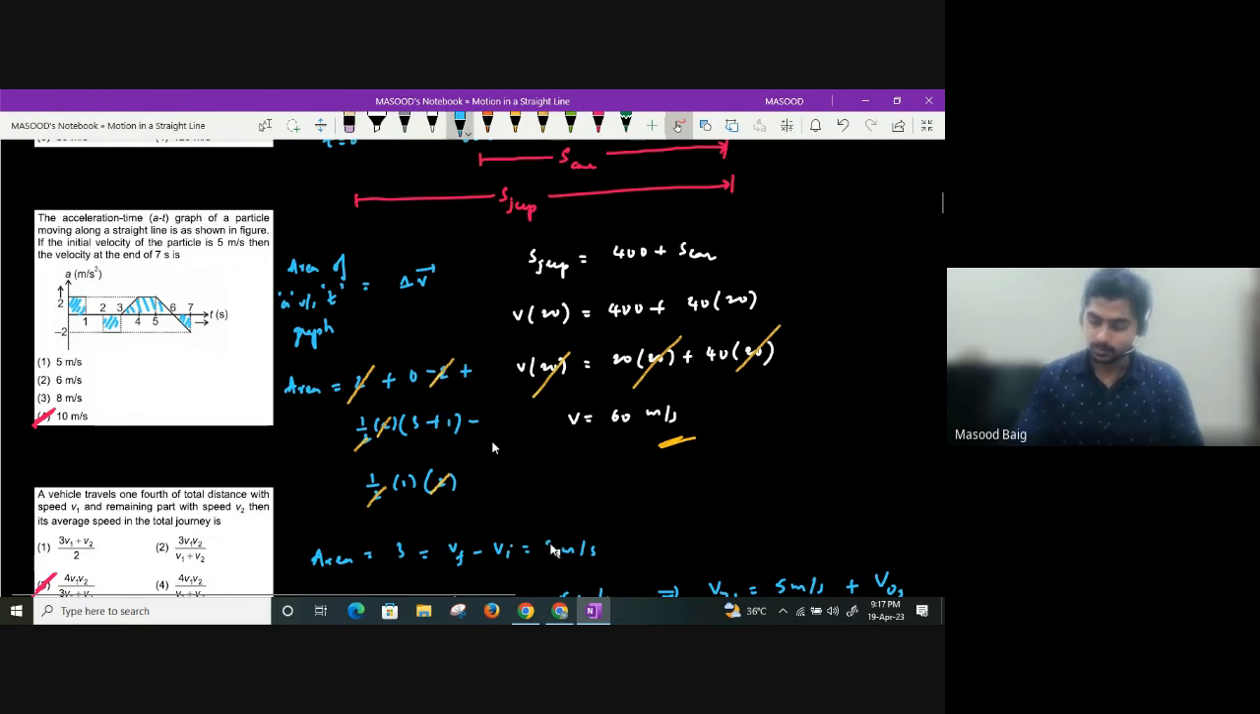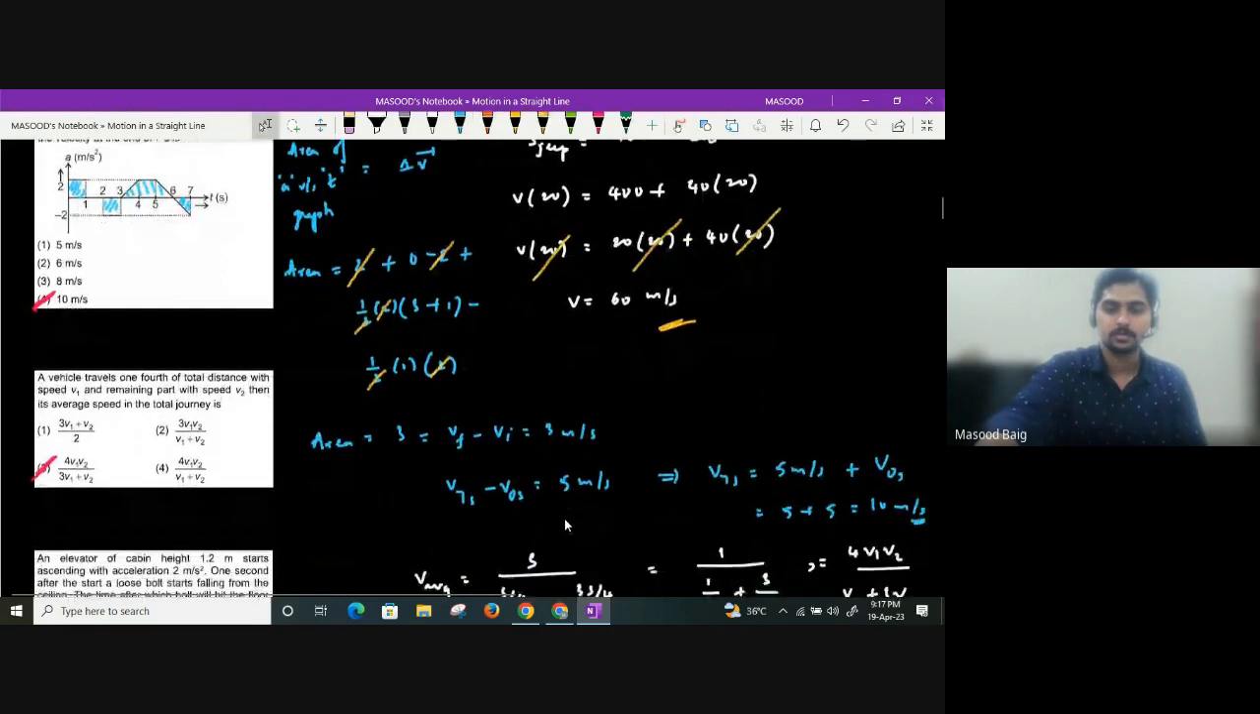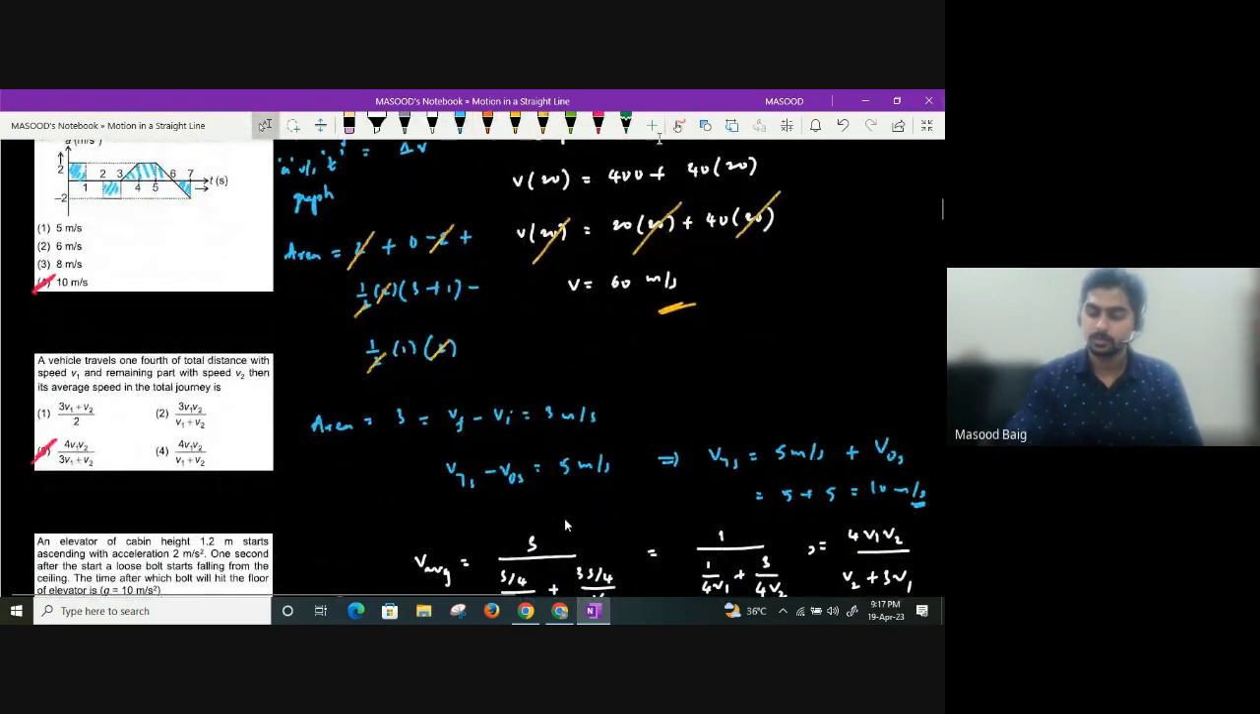This will be 3 meter per second. So V final minus V initial. V initial was given as how much? 5. This is 3 again. This will be 3 again. 3 plus 5, the answer should be 8 meter per second, guys. Okay.